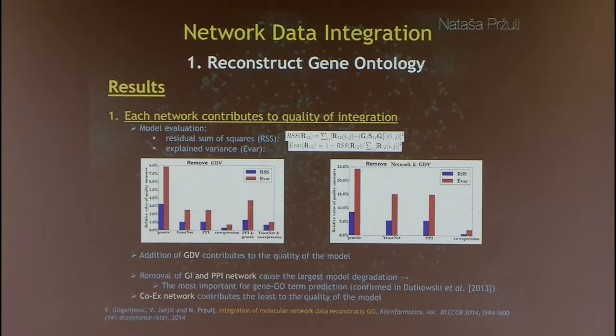Okay, so now some results. The beauty here is that you can remove any type of data and see how much degradation you get in your model. In this particular case, we evaluate the model by residual sum of squares and explained variance. We see here that, just as Trey mentioned yesterday, if you remove genetic interactions, it's the largest degradation. So genetic and PPI interactions are more relevant than co-expression data. We can argue why that is. We also tested whether graphlets contribute, and yes, if you remove the graphlet part, your model also degrades.